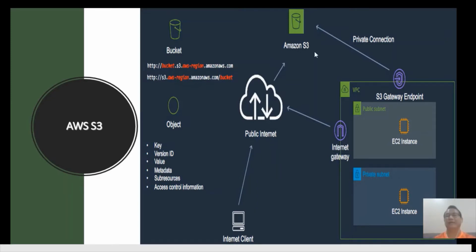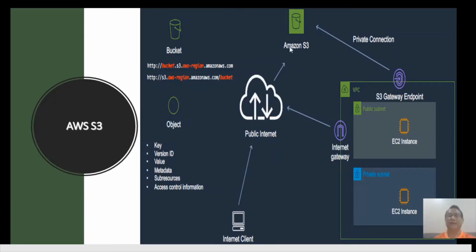In S3, we create something called a bucket. A bucket is like a folder, just like a folder where we put our objects. Objects can be anything: videos, pictures, text files, PDF files, any kind of files. We drop them into the bucket. Inside the bucket we can create folders also.